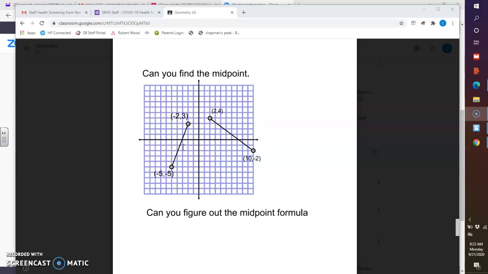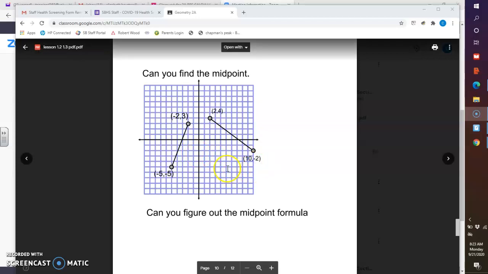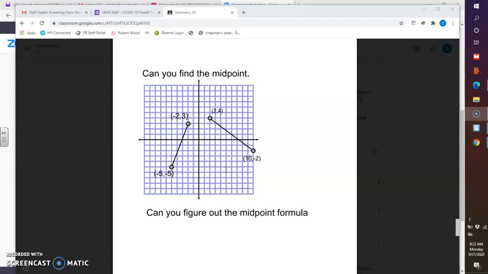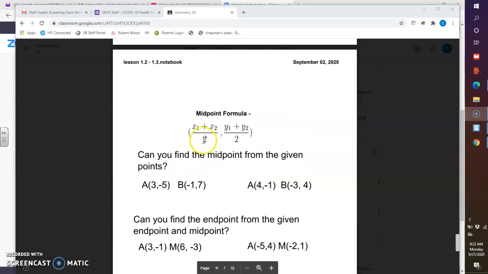At this point, I'd ask the class, can you find the midpoint based off the picture and come up with a formula that would always give me my midpoint? So here's your midpoint formula. If you add the x coordinates and divide by 2, you get the x coordinate of the midpoint. If you add the y coordinates and divide by 2, you get the y coordinate of the midpoint.